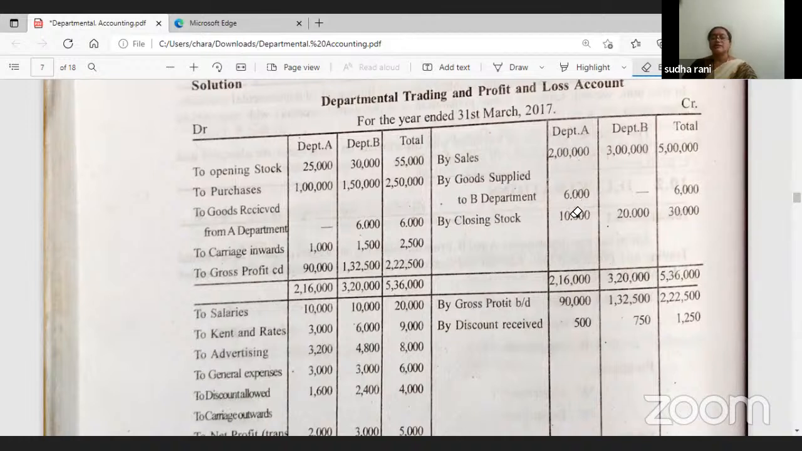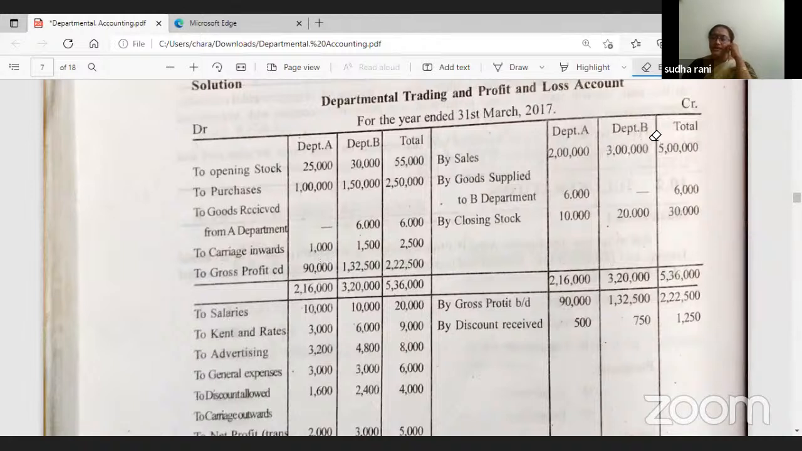Department A, you total, you will get 2,16,000. Debit side is 1,26,000. The difference, 2,16,000 minus 1,26,000, so 90,000 is going to be the gross profit.